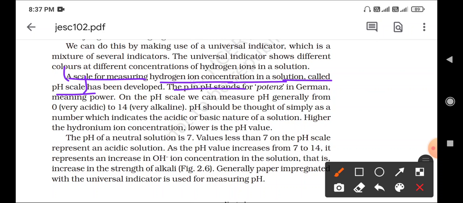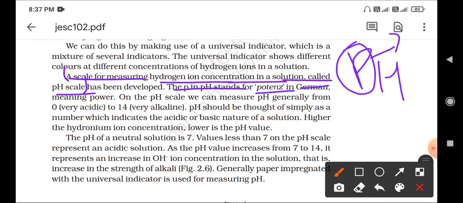The pH stands for potential. In German, P for potential means power. So in the German language, P is called potential, and potential means power. The H, you already know, is hydrogen. Power of hydrogen is called the pH scale.